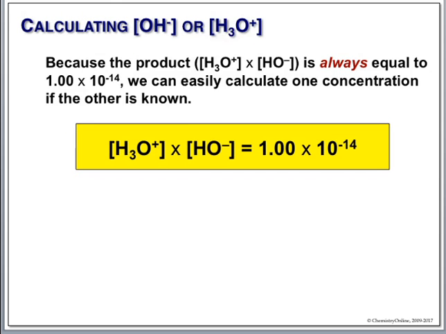All right. The product, hydronium times hydroxide, is always 10 to the minus 14. If we know one of these, we can calculate the other. It's always going to be 10 to the minus 14. These two multiplied together are always this. So if I told you hydroxide was 5 times 10 to the minus 8 molar, what's the hydronium?